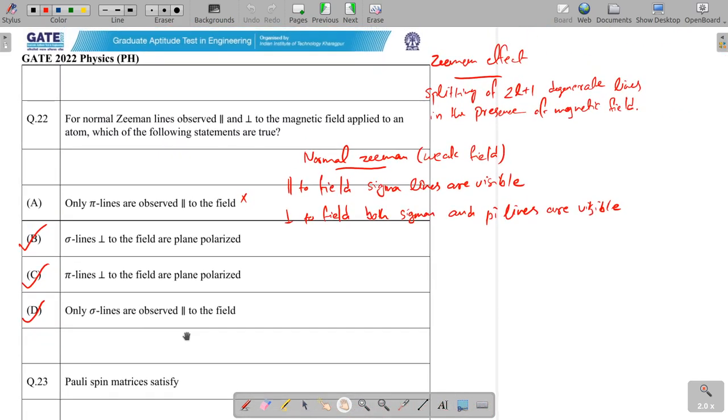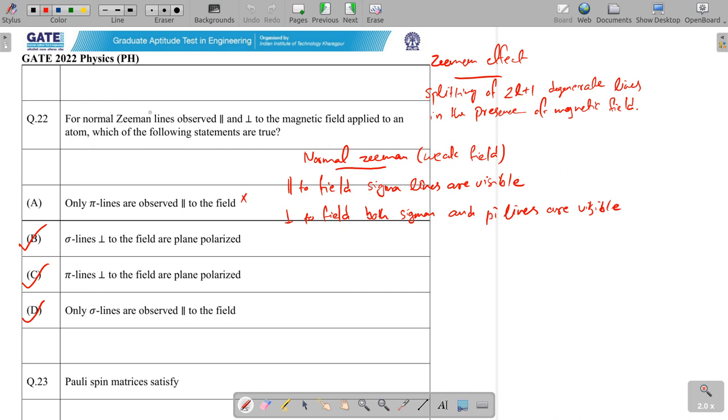For normal Zeeman lines. So now these are the physics questions. General aptitude is over. Again, I am going in some jumbled order. The questions that I found easier, I will do first, and I will try to do whatever leftover questions in the last session.